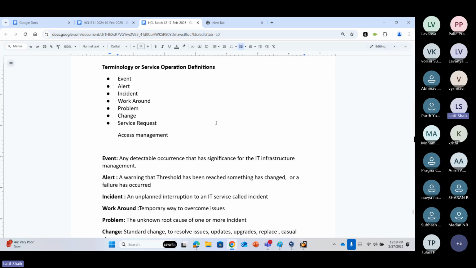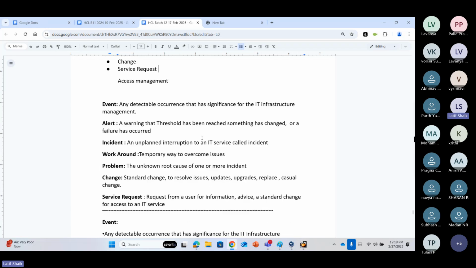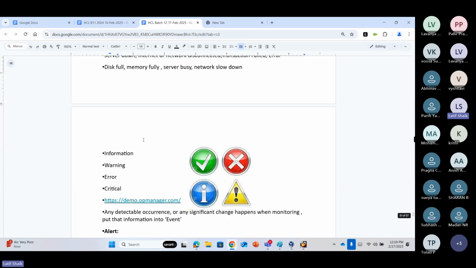What are the terminologies or definitions we should write? Event, alert, incident, workaround, problem, change, service request, access management. Some access is integrated, so basic access management can be integrated with the service request itself. So what is an event? First I will tell the definition, then we'll go with the explanations.